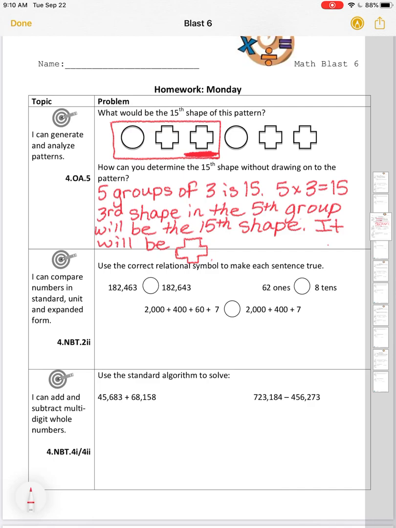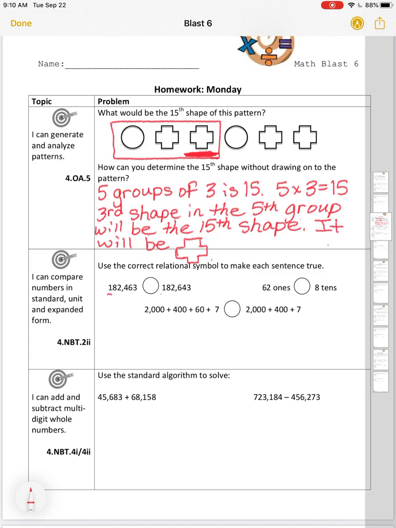Use the correct relational symbol to make each sentence true. I'm first given two numbers that are in standard form. 182,463 compared to 182,643. I'm going to compare like units starting with the greatest place value.